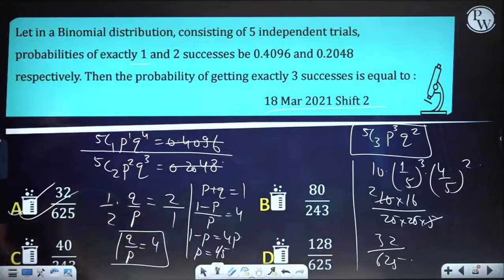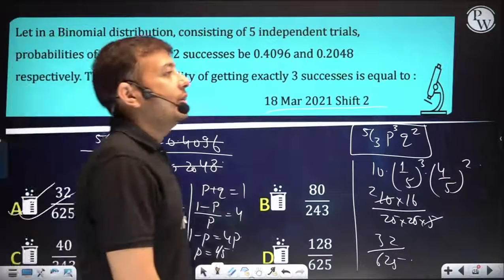Like this, sir. Very simple, convenient. Just you need to follow the one formula. It's not like plenty of formulas are there. Simple nCr, p to the power r, q to the power n minus r. That thing.